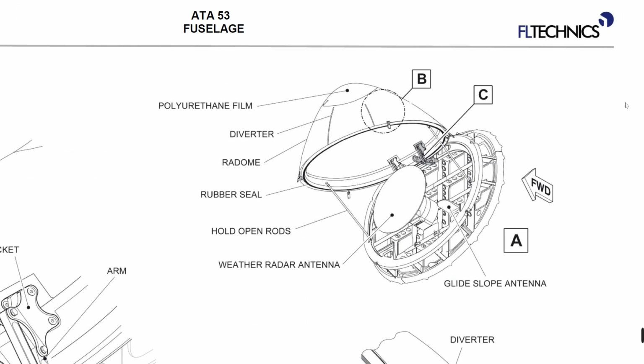So let me go back here to the radome. We have a rubber seal which is sealing the gap between the fuselage structure and the radome, the cone, to prevent any moisture from going inside. For maintenance, we have two hold-open rods which are keeping the radome in open position, as I said. And you can find the weather radar and the glide slope antenna. And once again, let me go back to this static charging, these particles which are making erosion.